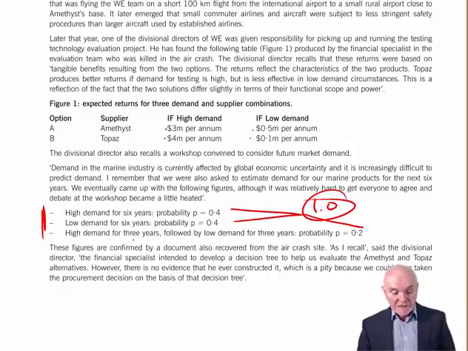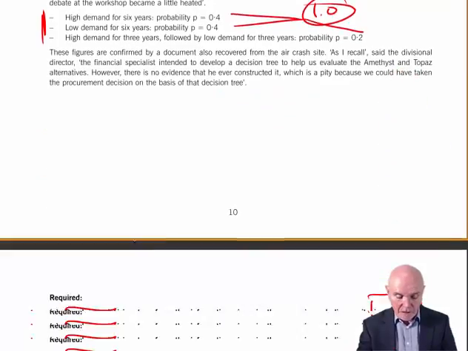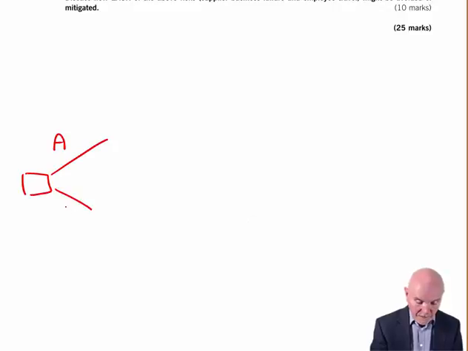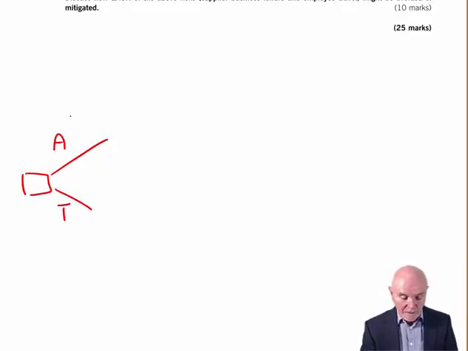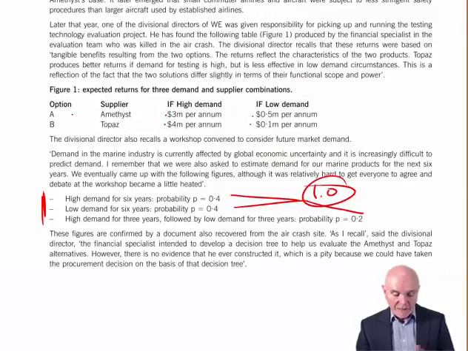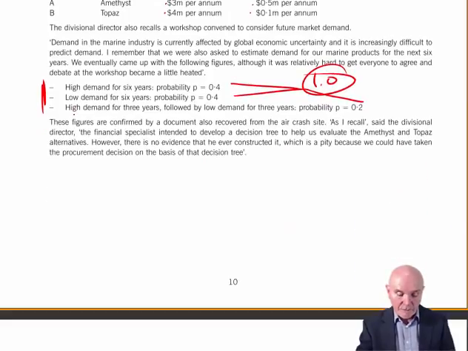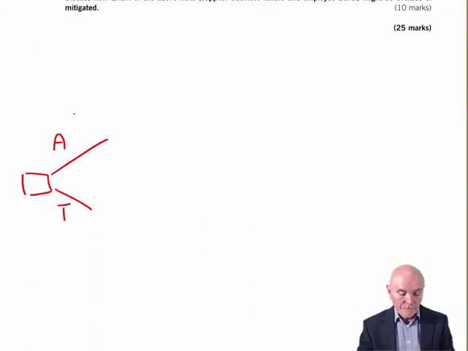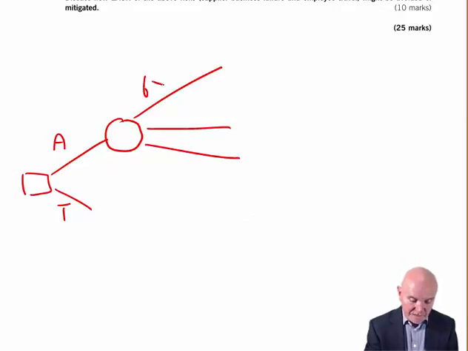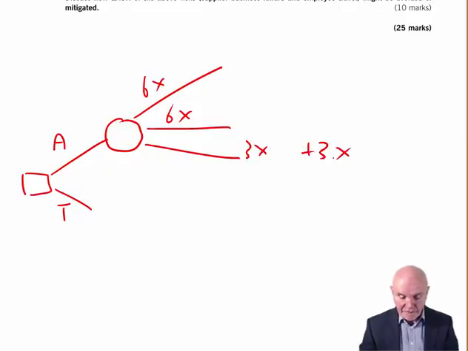So we start really with a decision. Are we going to go for Amethyst or are we going to go for Topaz? So we have our initial decision here, and we have the Amethyst or the Topaz option. And then if we follow what's happening in the Amethyst one here, we can have high demand of 3 million or low demand of 0.5 million, or high then low. So I think we're going to have 3 options coming out: high, low, mixture. Okay, so it'll be 6 times, 6 times, and 3 times plus 3 times.